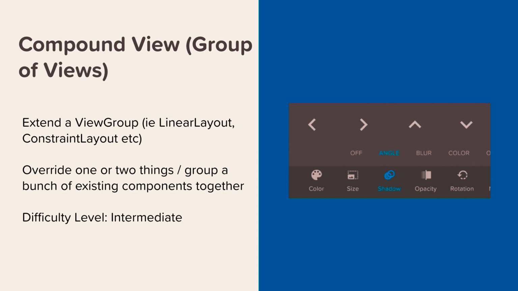And all we need to do for that is extend some kind of view group, so something like a linear layout or a constraint layout. And then you can override 1 or 2 things if you want. And basically, you can put your normal Android views in a normal layout and inflate it in this compound view. And I'd say doing things this way is the intermediate level way of building custom views, because you're essentially leveraging what the framework already has, but you're building on top of that because you're packaging it in your own view for people to use.